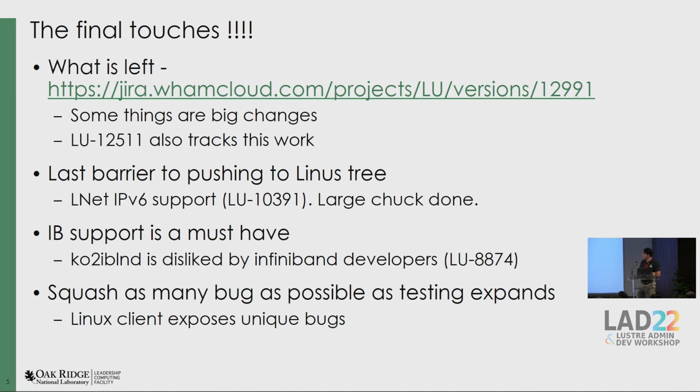The largest is the IPv6 work. A good chunk of that was done during 2.15, actually. If you look in the code, a lot of the infrastructure was landed. It's just that a lot of the outward interfaces and the wire protocol weren't done at that time. The IB support, as Andreas pointed out, needs to be resolved during this time.